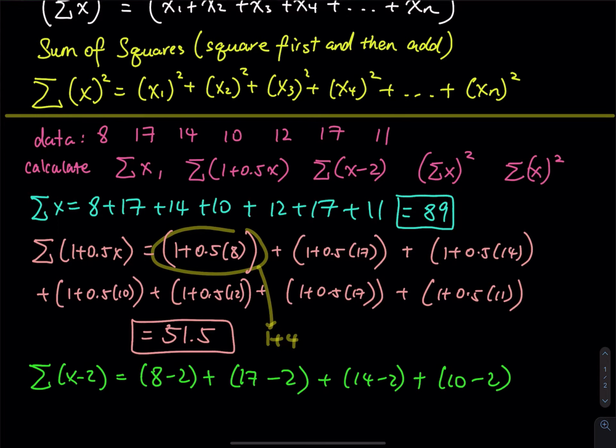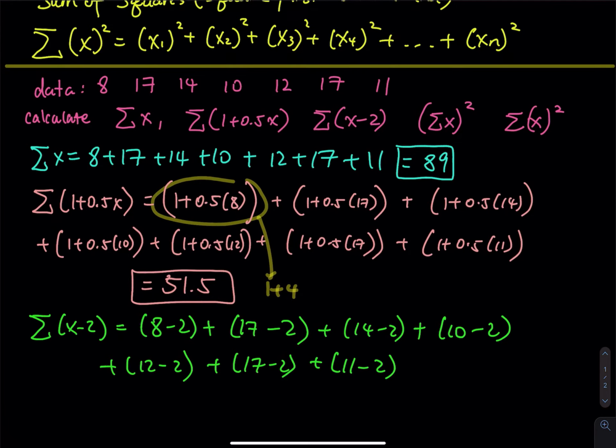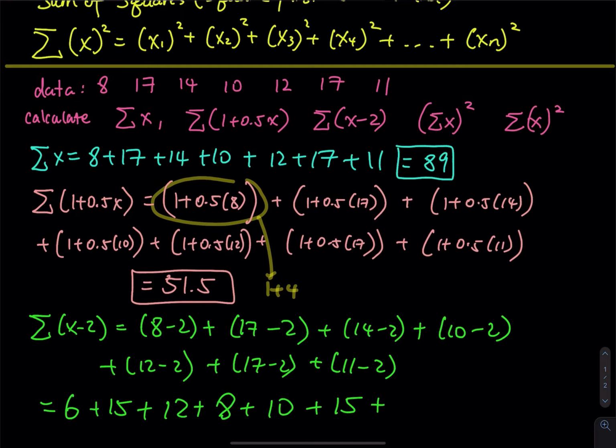10 minus 2, and then 12 minus 2, and then 17 minus 2, and then 11 minus 2. So what is that equal to? So this one you have a 6, right? 8 minus 2, 17 minus 2, 14 minus 2, 10 minus 2, and then 12 minus 2, 17 minus 2, and then 11 minus 2. That is equal to 9. So 8, 6, 15, 12, 8, 10, 15, and 9. So the sum is equal to 75.